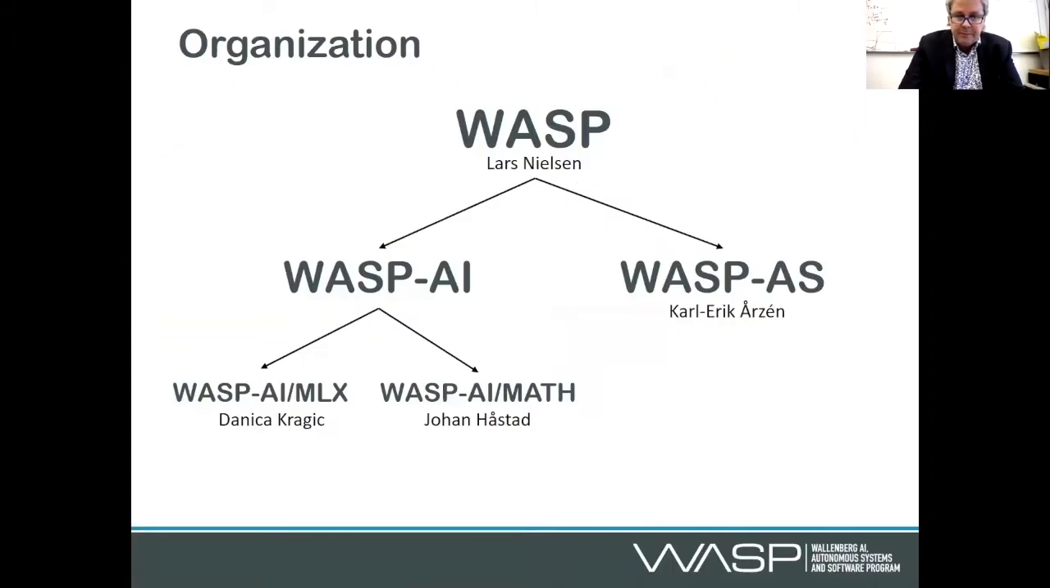Organizationally, WASP consists of two parts. The entire WASP is led by Lars Nielsen from Linköping. He's the program director. Then we have WASP AS, which is the autonomous systems and software part of WASP, where I am chairing the program management group. And then we have the AI part of WASP, WASP AI, which internally consists of two parts. The part that is called MLX, which stands for machine learning, deep learning, and explainable AI. And then we have the math part that stands for mathematical foundations of AI. And these are led by Danica Kragic and Johan Håstad.